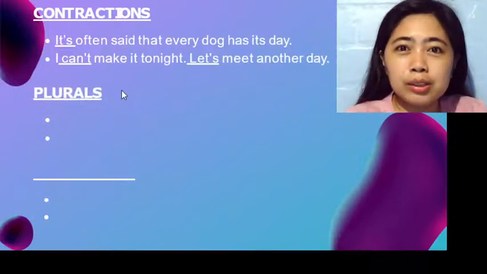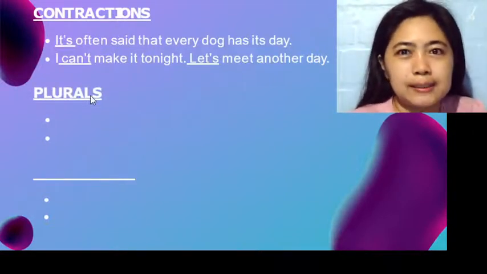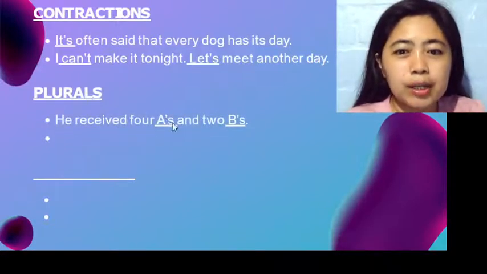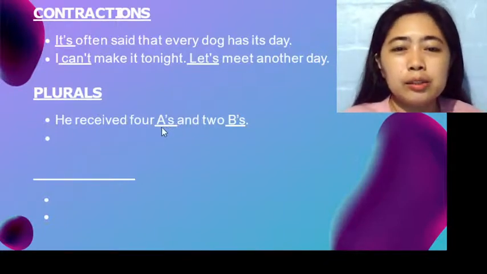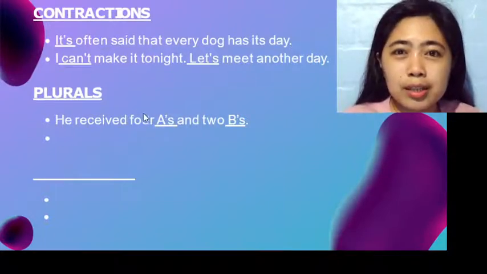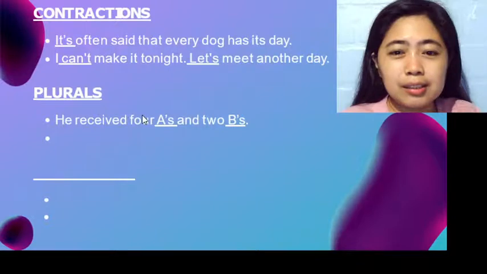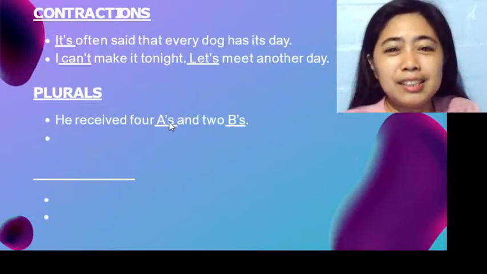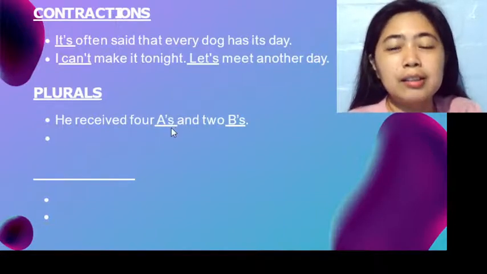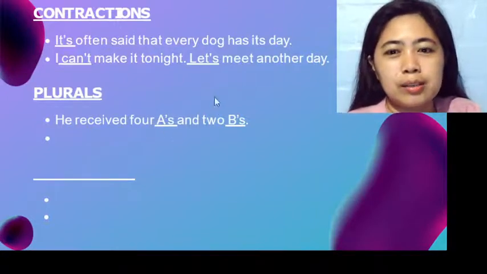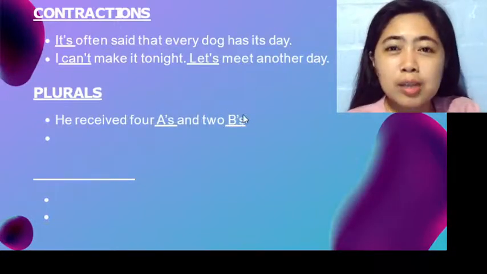Now another use of the apostrophe is for plurals. We have here examples. For the plurals: he received 4 A's and 2 B's. Here the letter A is a noun, but it's used in the plural form. The number is an adjective that designates there are more letter A's. That's why in this case we use the apostrophe and we add s, to say that this is a plural noun. The same goes for more than one letter B.